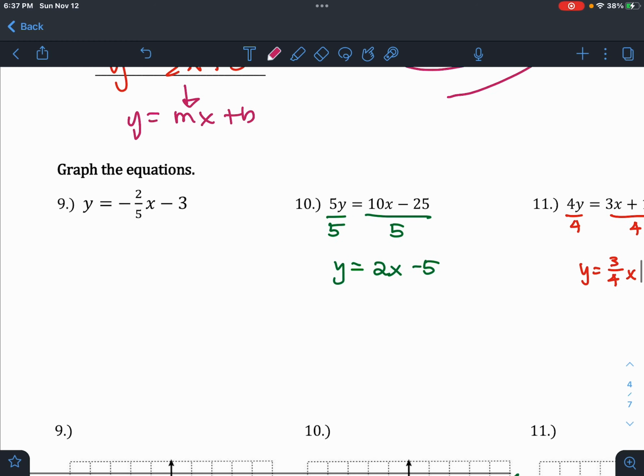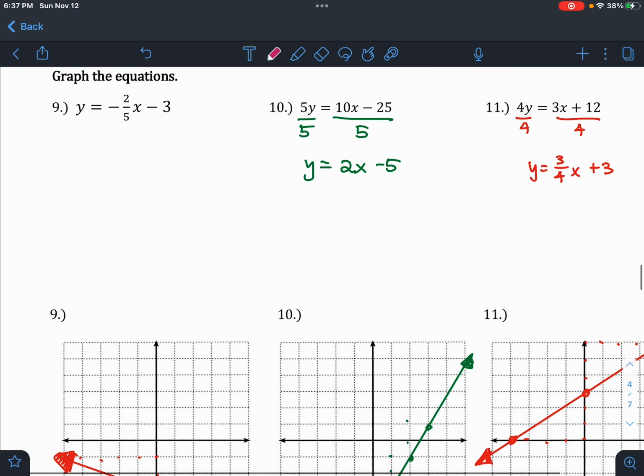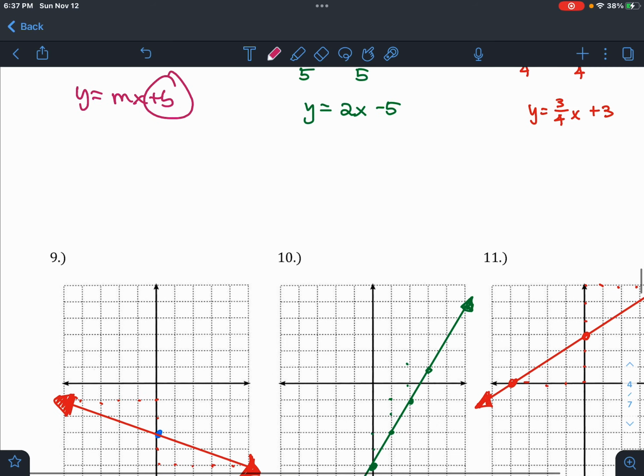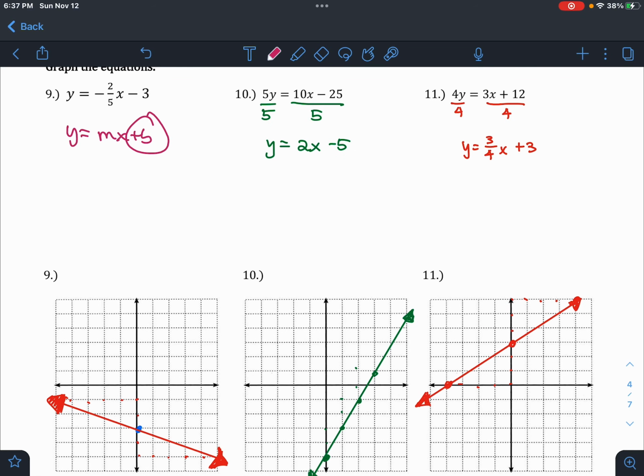Okay, now we get to graphing. Number 9 is given to us in y equals mx plus b. So I simply start with my b value of -3, and my slope is -2/5. I could have either chosen to go down 2 and over +5, or I can go up +2 and over -5. Either way, it's on the same line. Of course, I use a ruler and include my arrows.